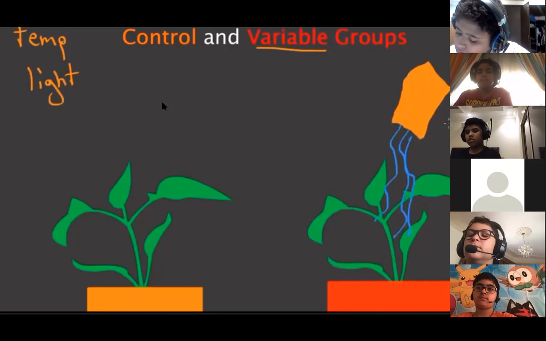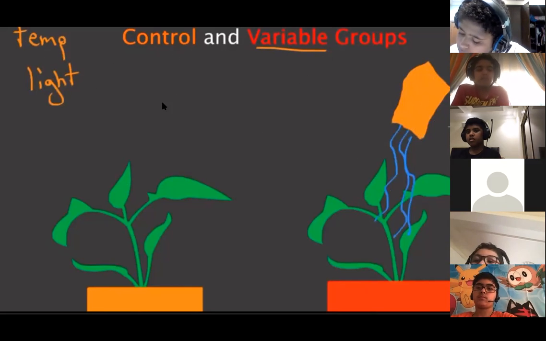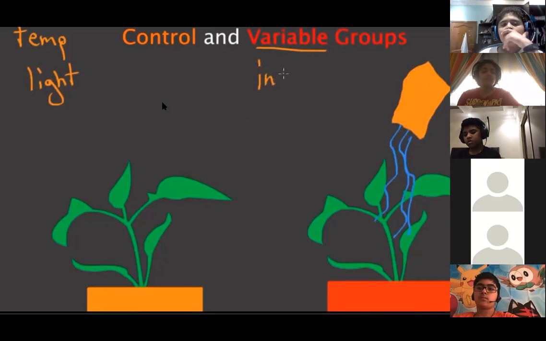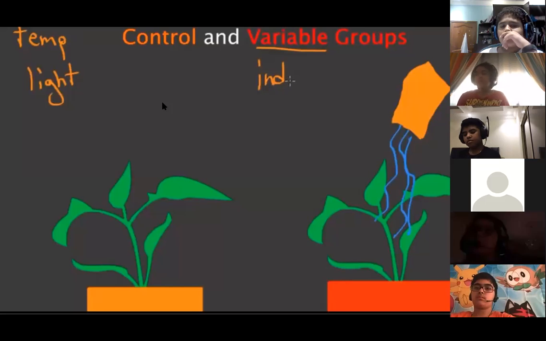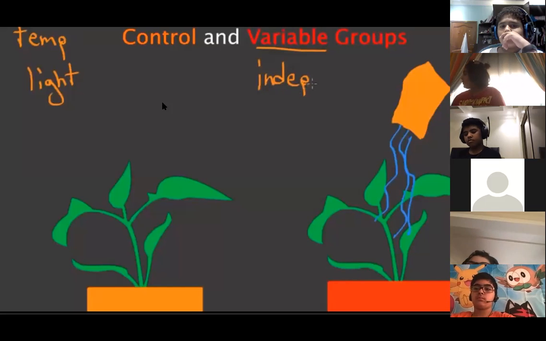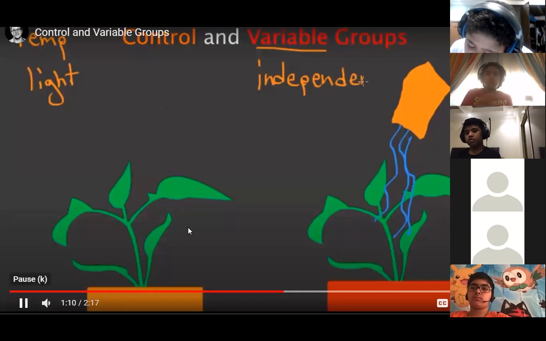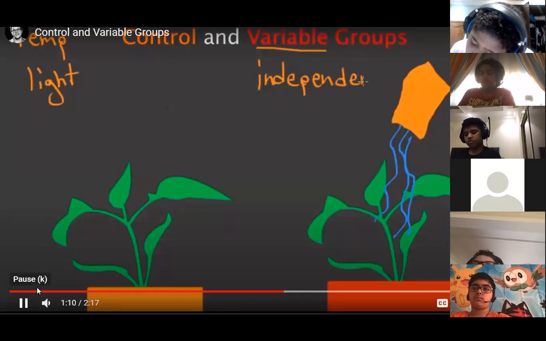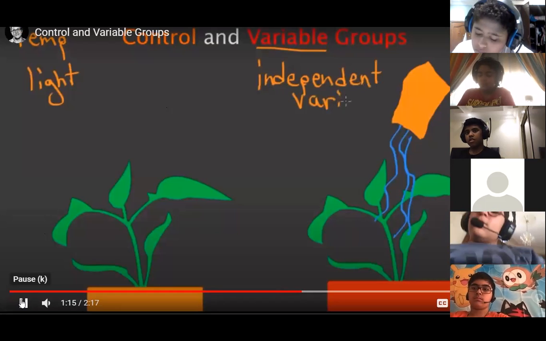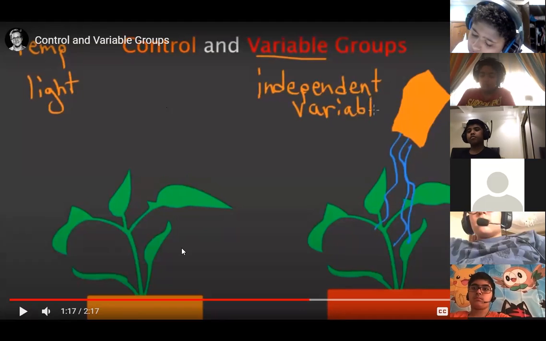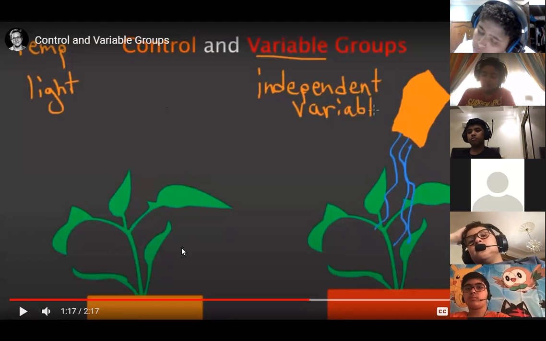The energy drink that we are giving to this plant we would call the independent variable, because that's the variable that we're controlling. The independent variable. All right. The points that he's mentioning, you can write them down if you are not sure.